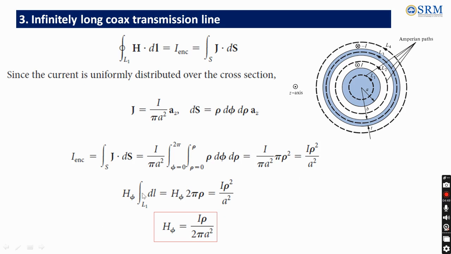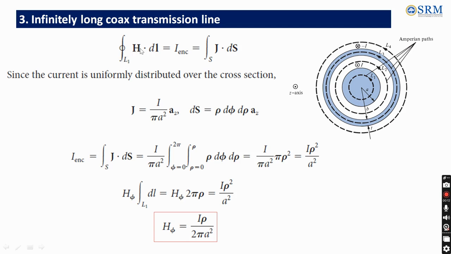Now what I am going to do is find the left hand side. The right hand side I already computed just now. My magnetic field intensity is now H phi only. We have found the right hand side part, that is, the current enclosed, in terms of surface current density. Now we are left with the left hand side, that is the line integral of H dot dl.